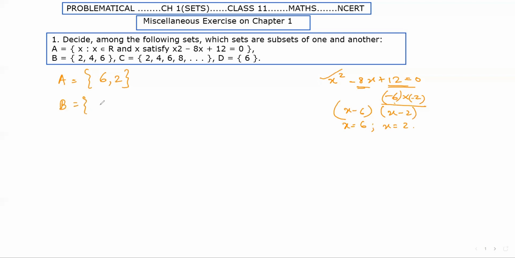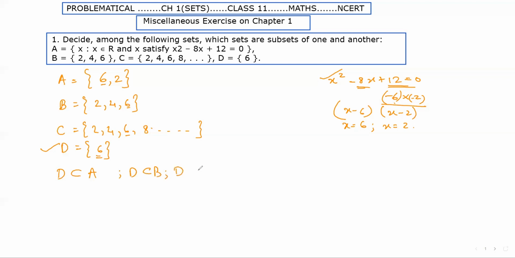B is already given in roster form, 2, 4, and 6. C is given as 2, 4, 6, and 8, all even numbers. And D is given as 6. So let's start with D because D is a singleton set. So we know that the element 6 is present in every other set. So we can directly say that D is a subset of A, D is a subset of B and D is a subset of C.